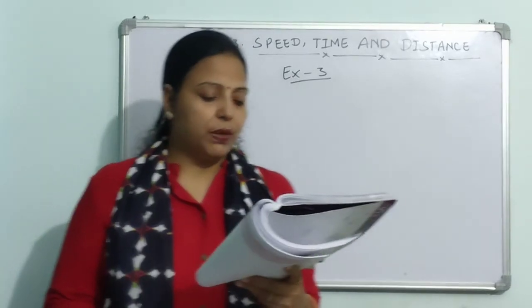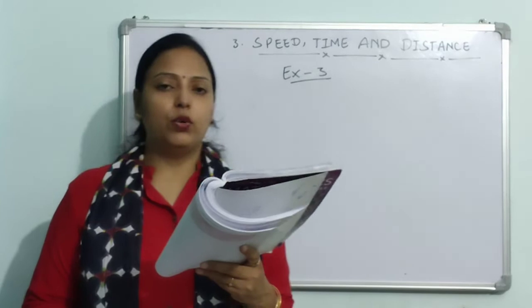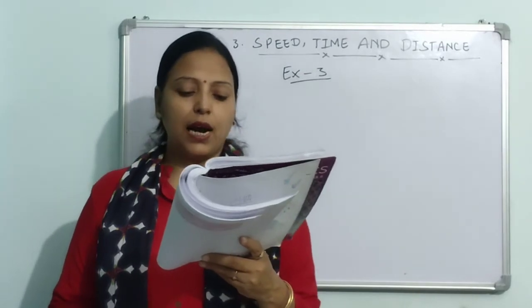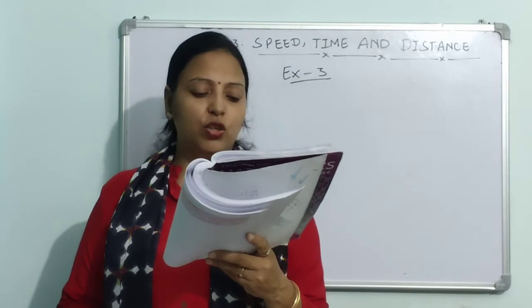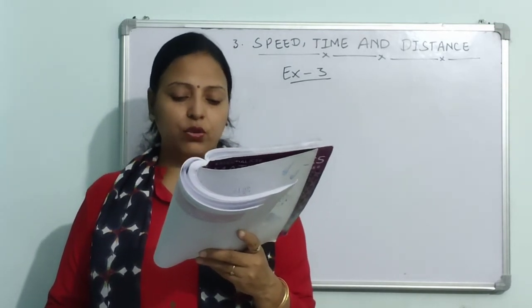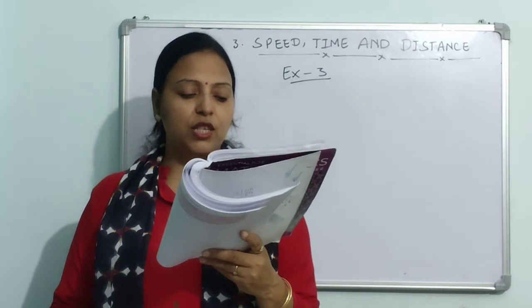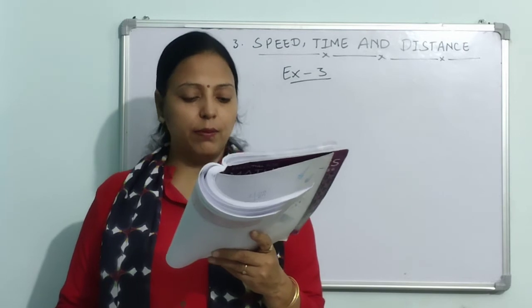Now question number 7. The distance between two places is 120 km. A car traveling at a certain speed can cover the distance in 2 hours 30 minutes. By how many kilometers per hour should the speed of the car be increased for it to take 30 minutes less to cover the same distance?